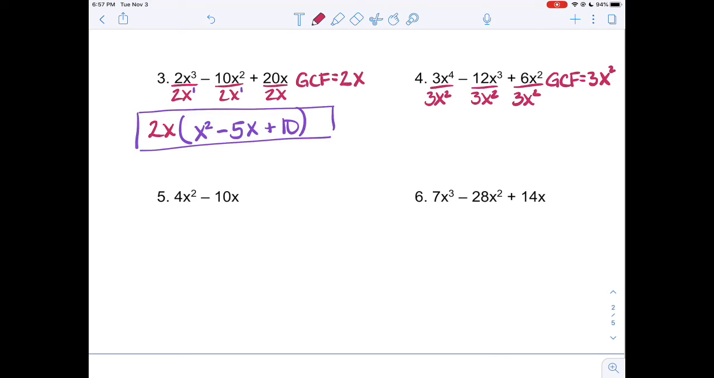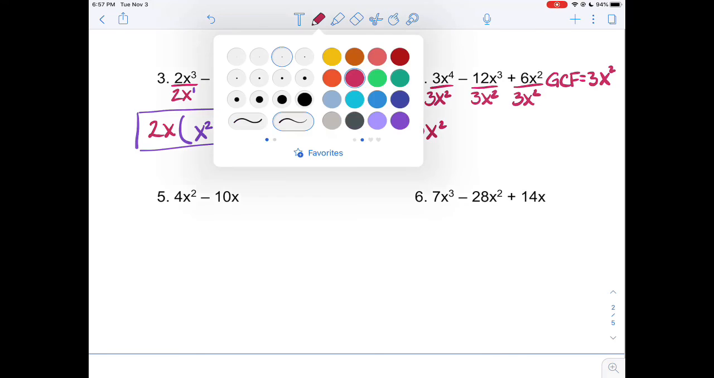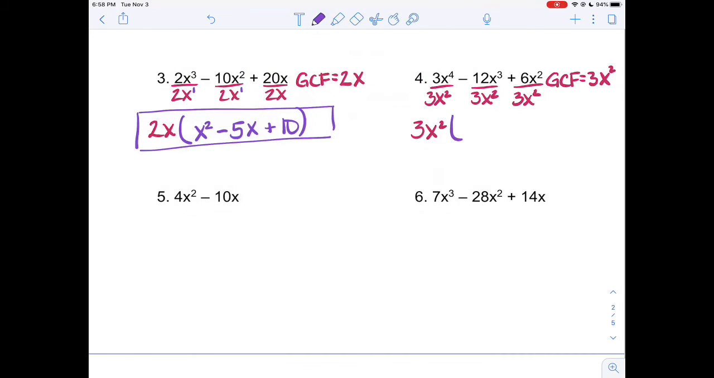All right, so pulling out the 3x squared to the front, what I have left is x squared, because 4 minus 2 is a 2. I have minus 4x, since x to the third over x squared, 3 minus 2 is a 1. And then finally, 6x squared divided by 3x squared is going to leave me with just a 2.